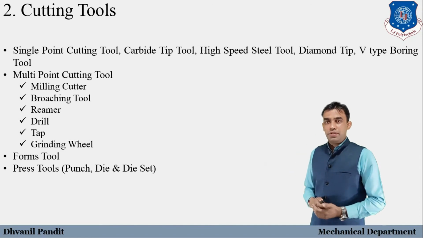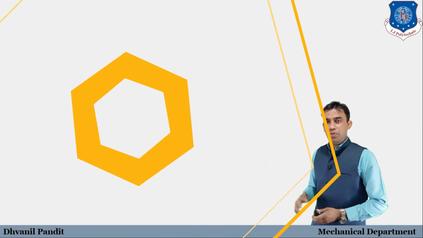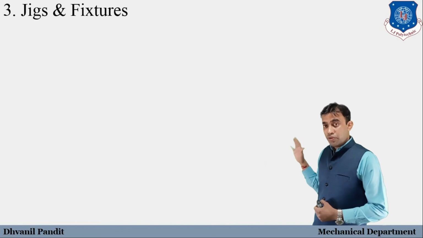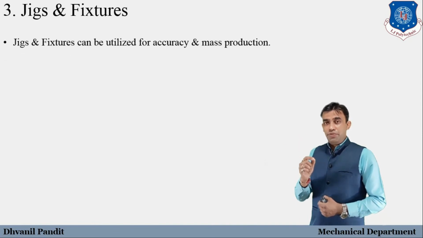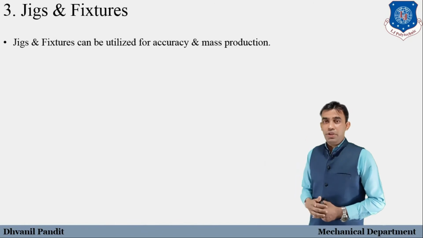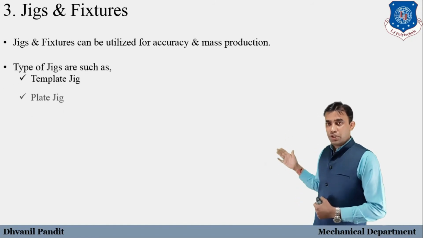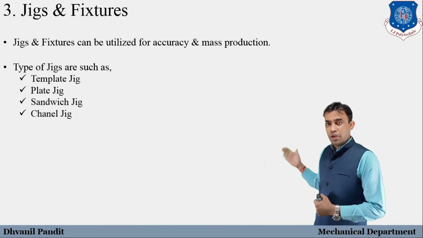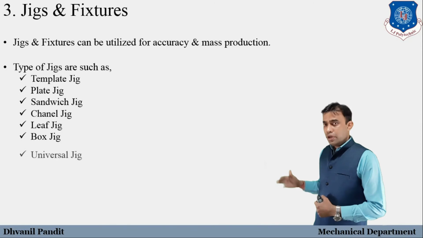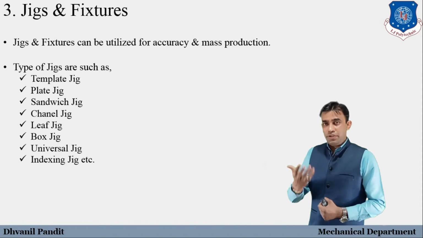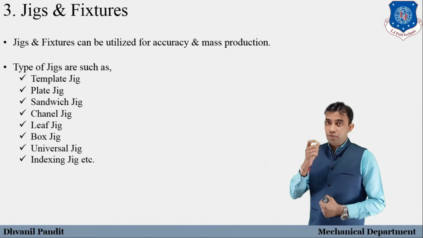Let's move further and discuss one more type of classification of tool. As you can see on your screen, the next type is jigs and fixtures. Friends, make sure it is very precisely stated on your screen. Jigs and fixtures are utilized for accuracy and mass production. In the case of jigs, the different types of jigs are template jig, plate jig, sandwich jig, channel jig, leaf, box, universal, indexing. You can see there are lots of different types of jigs available in the case of tools.